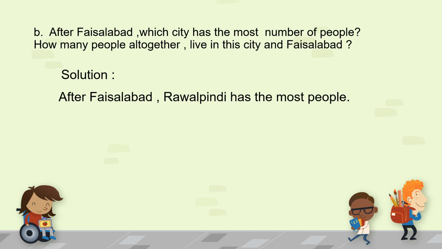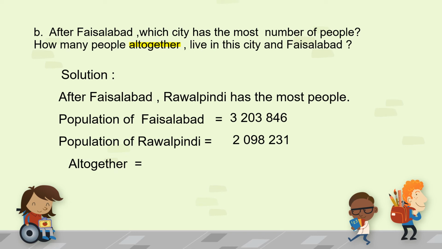And now we are going to do the second part of the question, which asks how many people altogether live in this city and Faisalabad. So here, when altogether is there, it means we want to calculate the total number of people in these two cities. So we are going to add the population of these two cities. So you can see that altogether 5,302,077 people live in these two cities.